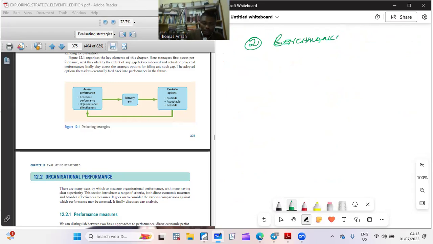So we will learn benchmarking. All right. We will learn benchmarking. Then from there, we go to organizational effectiveness, this part. Okay. So why don't we start with the financial and the non-financial, because you have to evaluate it.